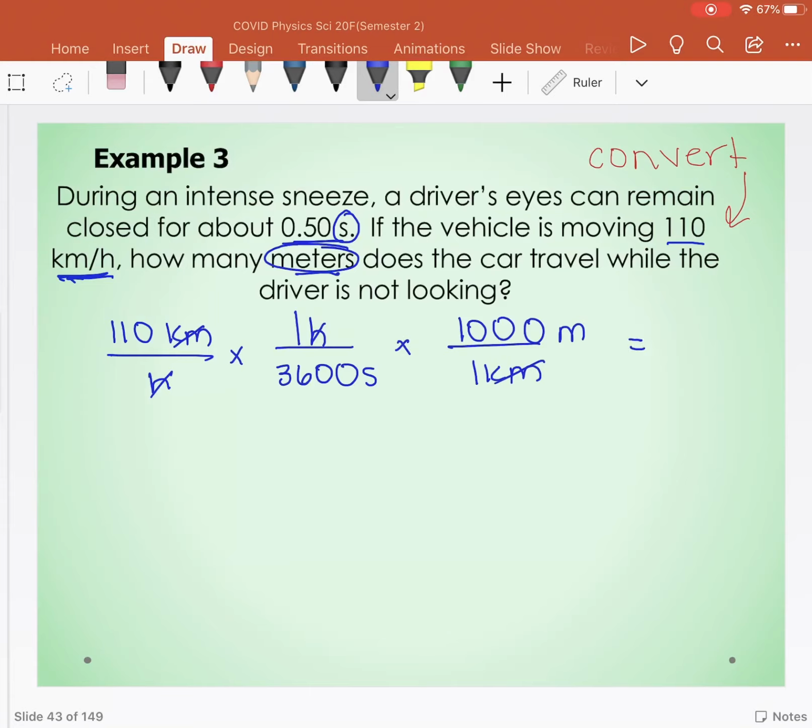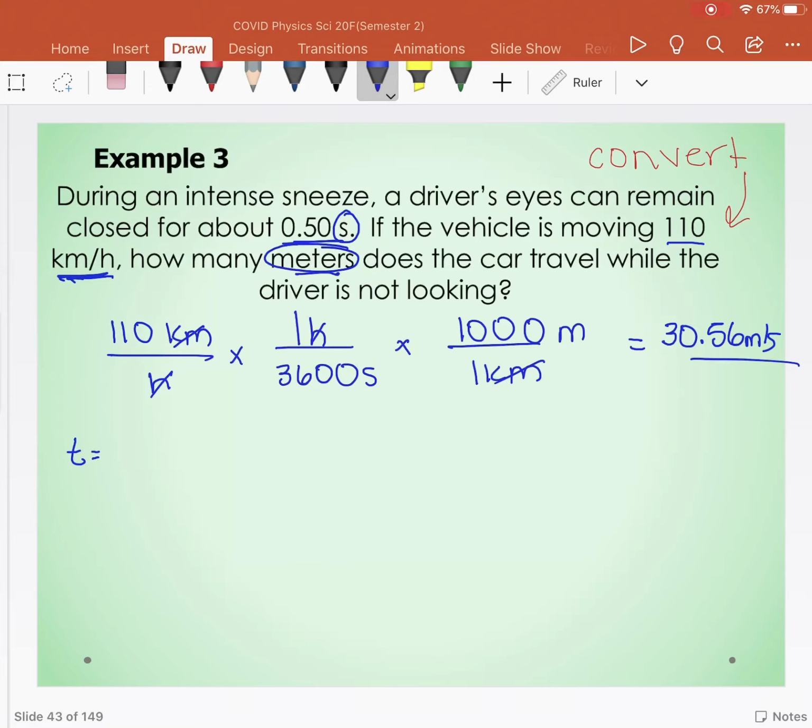All right, so 110 times 1,000 divided by 3,600 is 30.56. And again, I am rounding off here a little bit. Meters per second. Okay, now we can see what we have.